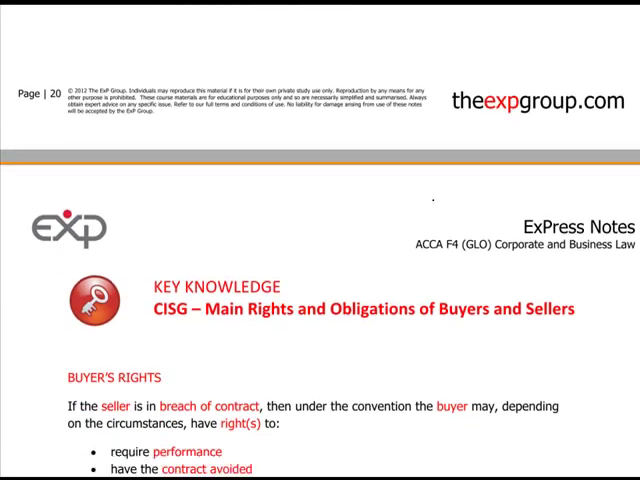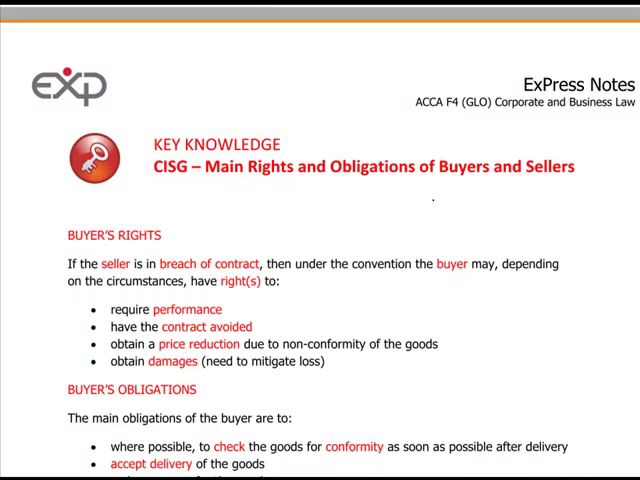Main rights and obligations of buyers and sellers: a key part of an exam question. They'll often do the buyer's rights or the buyer's obligations. If the seller is in breach of contract, i.e. they have not fulfilled their side of the bargain, the buyer may, depending on the level of the breach, have the right to require performance, i.e. see the contract through, have the contract avoided, i.e. come to an end. They could obtain a price reduction, or obtain damages to mitigate their loss.